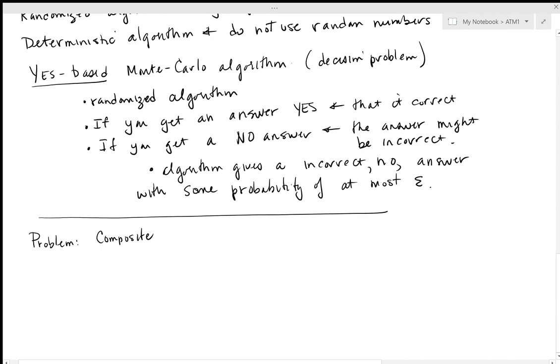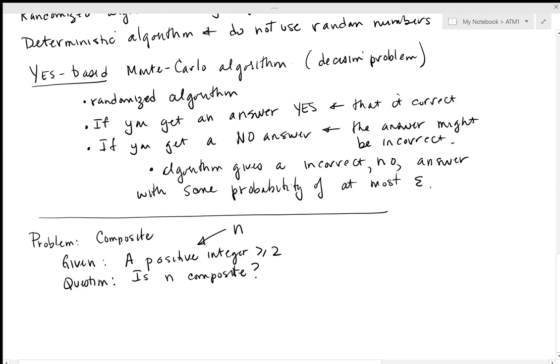The algorithm that we're working towards is a yes-based Monte Carlo algorithm for this question. Given a positive integer n greater than or equal to 2, we ask the question, is n composite? Notice we're not asking, is n prime? I know that is what we actually want to know, but if it's not composite, then we know it's prime. So it's the flip side question. So we're asking, is n composite?